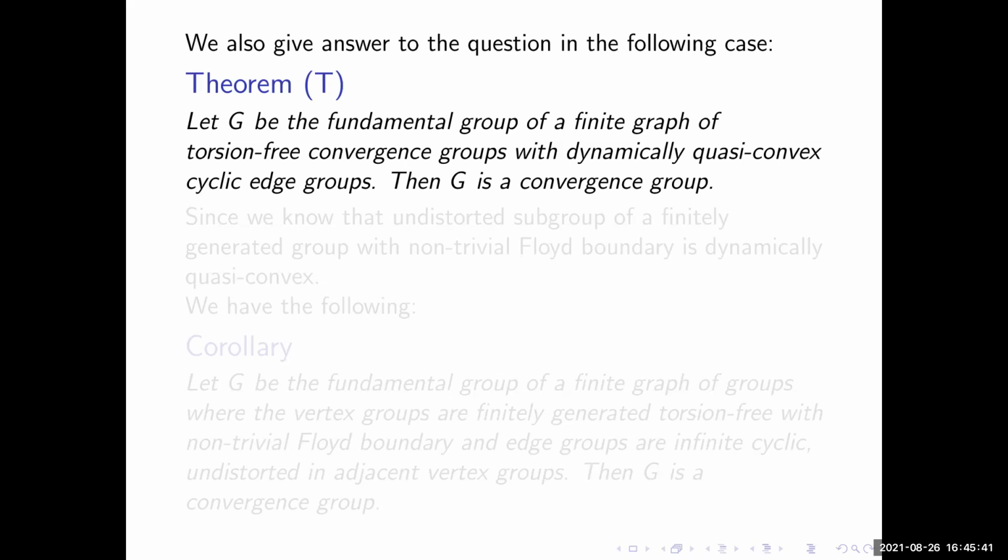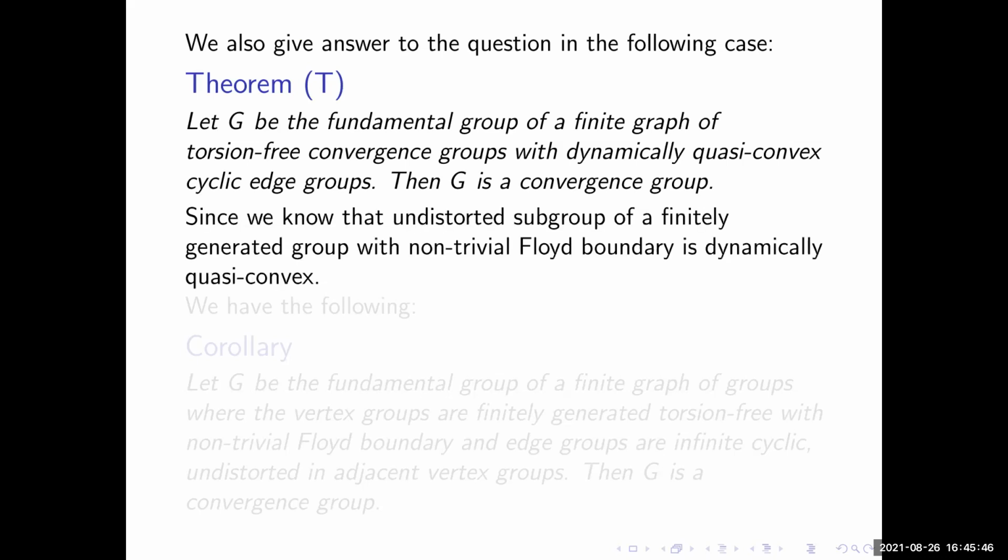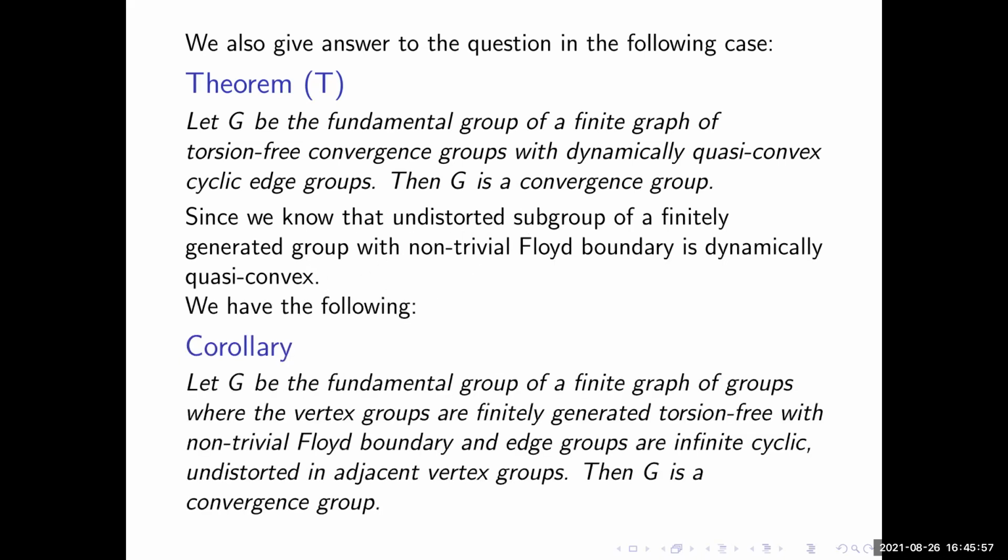We immediately have one application, since we know that an undistorted subgroup of a finitely generated group with non-trivial Floyd boundary is dynamically quasi-convex. This is a result due to Yang. So we immediately have the following corollary: let G be the fundamental group of a finite graph of groups where the vertex groups are finitely generated, torsion-free with non-trivial Floyd boundary, and the edge groups are infinite cyclic and undistorted in the adjacent vertex groups. Then G is again a convergence group.